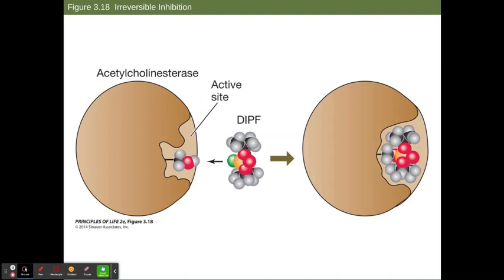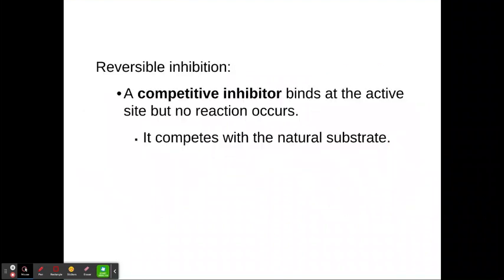So in this case, figure 3-18 on page 54 of your text, DIPF, this is an inhibitor, will come in, reacts with the hydroxyl group here on a serine in the active site of the enzyme. This covalent bonding will result in an irreversible inhibition of the enzyme, meaning this cannot be reversed. So this is permanent change of acetylcholinesterase.